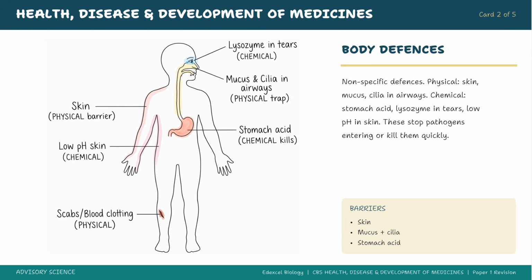The hairs in your nose filter the air that you breathe in. Your stomach acid is strong enough to kill most pathogens you swallow with your food. Your tears contain an enzyme called lysozyme that breaks bacteria apart. And when you cut yourself, tiny cell fragments called platelets cause the blood to clot, forming a scab that seals the wound. So non-specific means it works against any pathogen, not just one type. And those are your first line of defense before the white blood cells get involved.